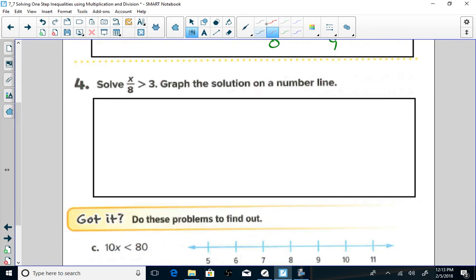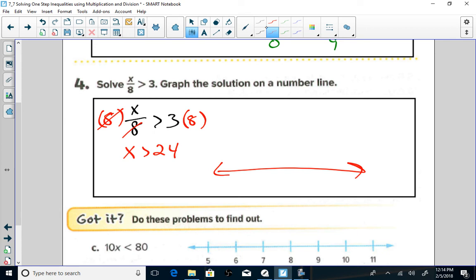Our next example, I want to recopy: a number divided by 8 is greater than 3. We see division, and the inverse operation would be multiplication. So I'm going to multiply by 8 on both sides of the inequality, and I like for you guys to use parentheses when you show that. 8 in the numerator is going to cancel 8 in the denominator. We're left with 1x greater than 3 times 8, which is 24.